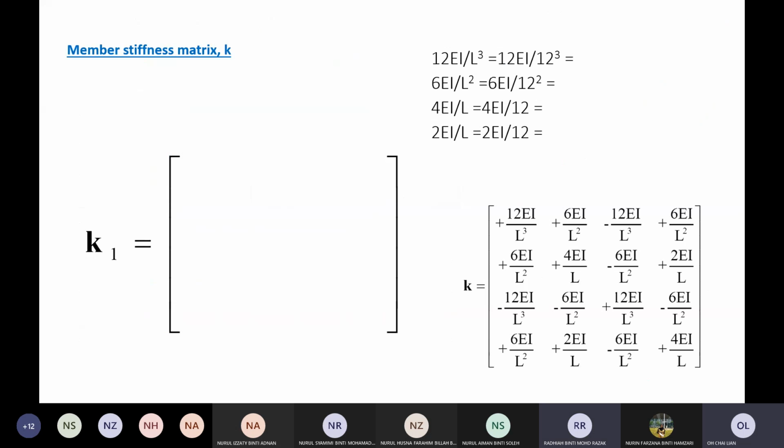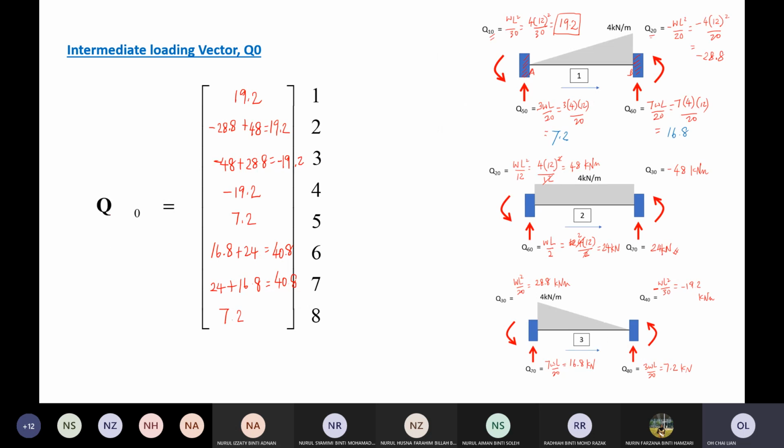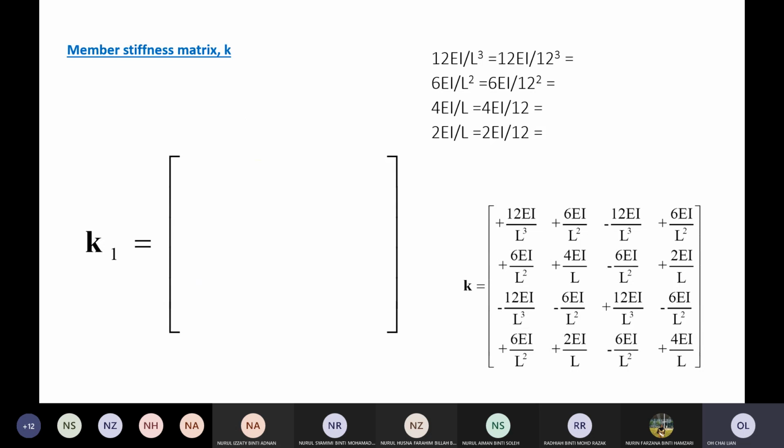Let's move to the member stiffness matrix. This is also quite a long process. I shall copy this diagram, but never mind. We will refer to this numbering. We are going to sort out K1 first. I think I missed out something. Oh, it's here. So this will be the template that will be used.